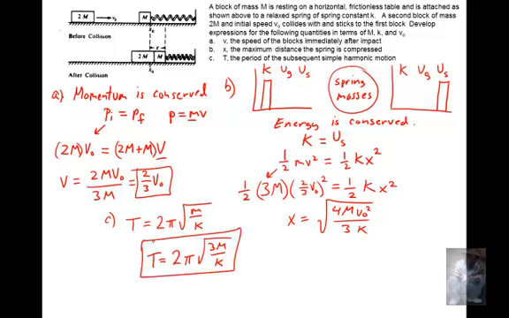So there we go. For part A, we use momentum conservation to find the speed of the blocks immediately after the impact. For question B, to find the maximum distance the spring is compressed, we use the energy model. And then for C, we simply plugged into this equation.